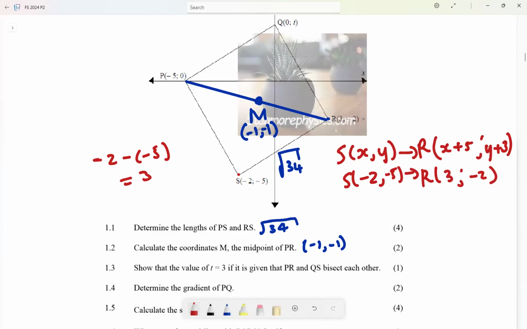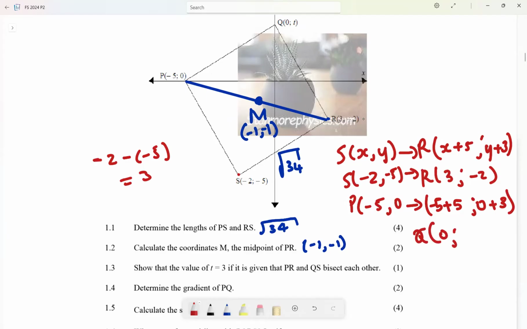So this is what I want you to apply. Now if P is negative 5 and 0, they also did the same thing. They added 5 to the x, then they added 3 to the y. So to the x here, they added 5. The original x was negative 5, the original y was 0. So can you see now the coordinate of, sorry, I forgot to label this. This is Q.